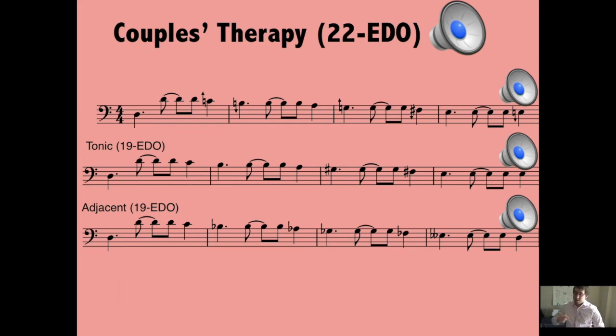Right? Porcupine scale going down. It's a half step. And then that little one step is just in bar four at the end.